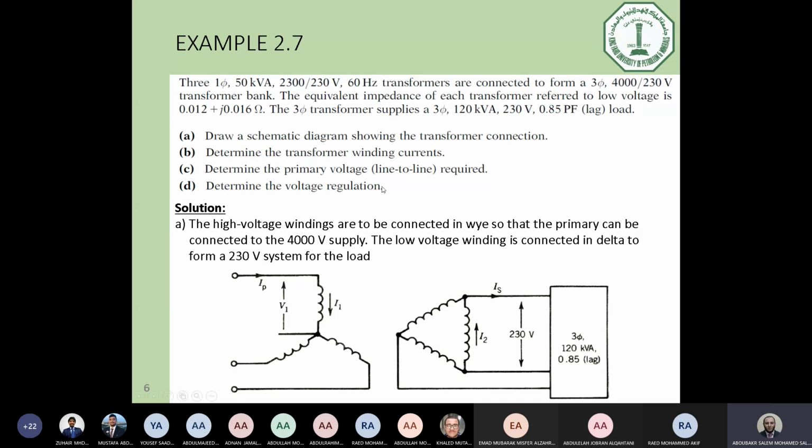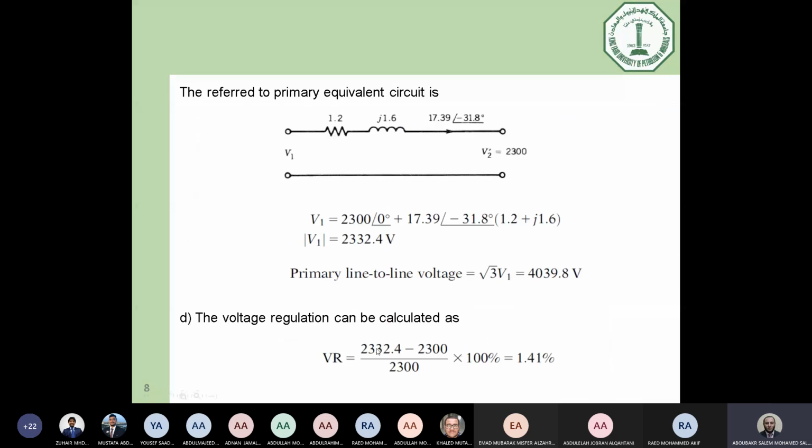Part D: determine the voltage regulation. Voltage regulation is easy, because you already obtained the value of the input voltage V1. You can simply apply the voltage regulation relation, which is V1 minus V2 prime over V2 prime. You calculate it using phase. If you would like to calculate using line, it's also possible, but in this case you will use this value with the 4000. The voltage regulation is a ratio, so we can consider either phase or line, no problem. Okay guys? Is there any problem regarding the solution of this case?